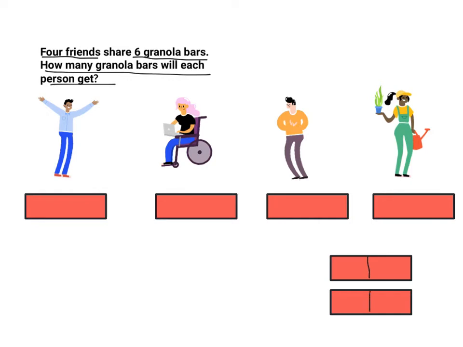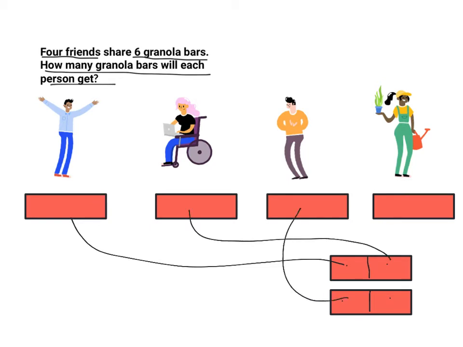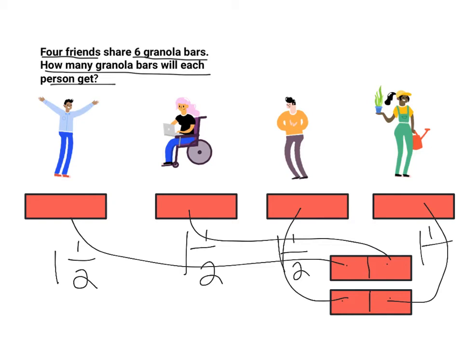Because then that would create 1, 2, 3, 4 more pieces. And then I would share another piece with one friend, another piece with this friend. This person would get another part, and this person would get another part. So they would each have 1. And of course, as you can see, you took a whole granola bar and split it in half. So each person would get 1 1/2 granola bars. And that was really pretty easy and lucky.